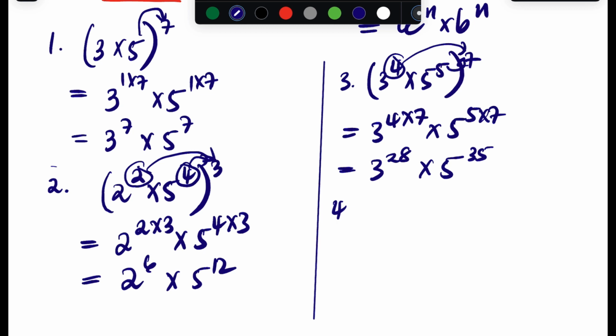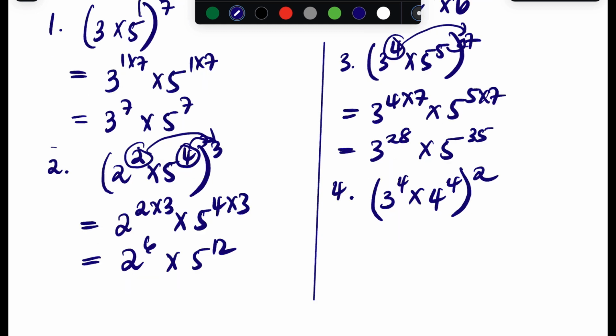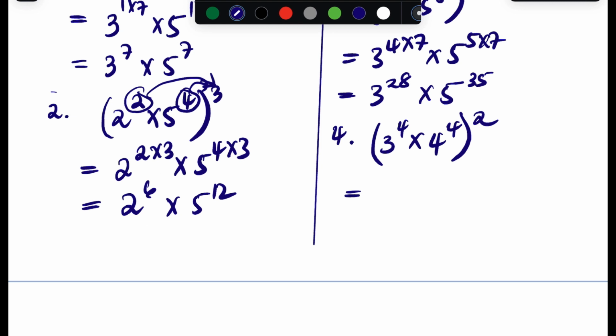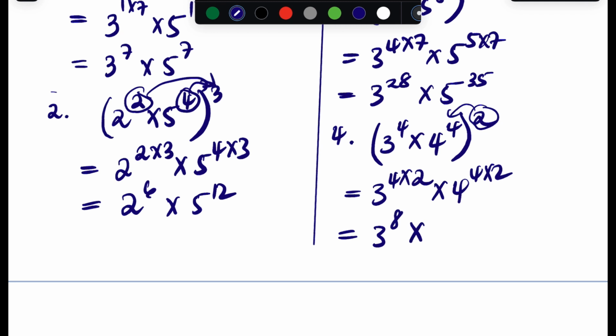Let's look at number 4. Number 4, if we have 3 to the power 4 times 4 to the power 4, all to the power 2. So this is going to be 3 to the power 4 times by what? 2. And then this 4 to the power 4, the power you multiply by what? By 2. So this is going to be 3 to the power 8 times 4 to the power 8.